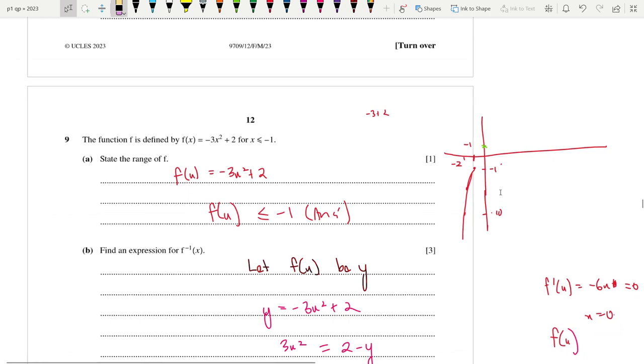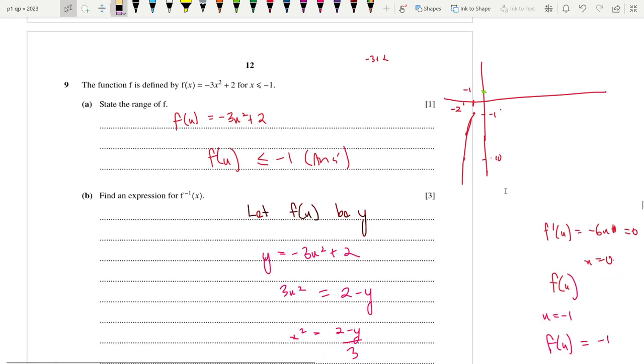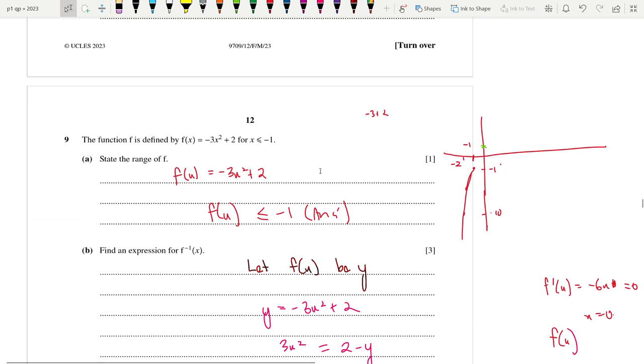Moving on to question number 9. We just have 3 left. State the range of f. So first things first, let's draw the diagram. Okay. How? We know that f(x) equals minus 3x squared plus 2. So I find f(minus 1). How much is it? Minus 1 whole squared, which is 1, times minus 3, which is minus 3, plus 2 is minus 1. So at minus 1, my graph is also at minus 1.